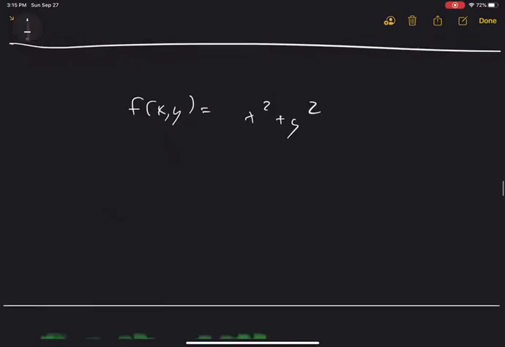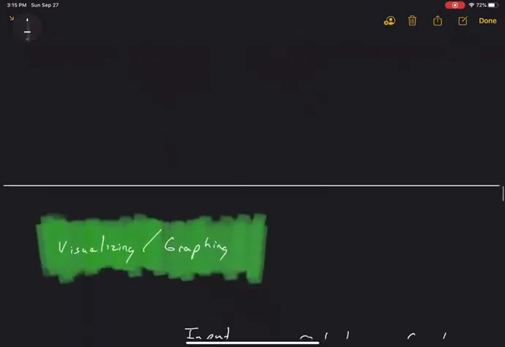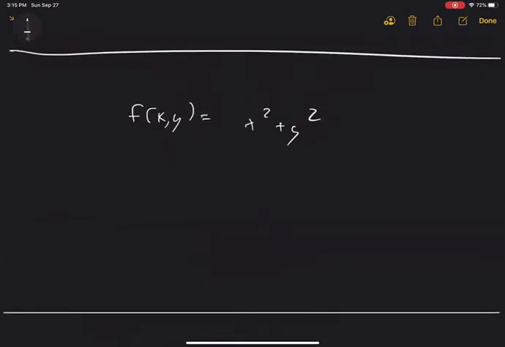Let's say I had f of x, y equals x squared plus y squared. Okay, what's the range of this thing? We'll see that one easy way to do this is to graph, which we'll talk about in a second. But you can just do this mentally.